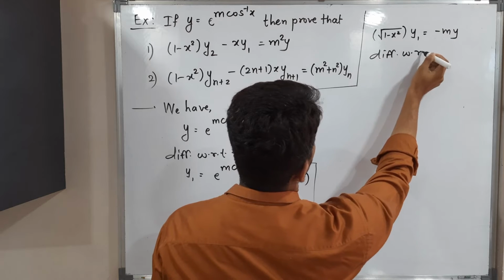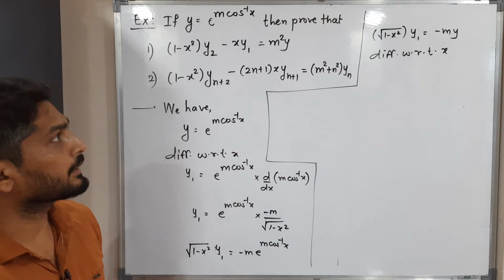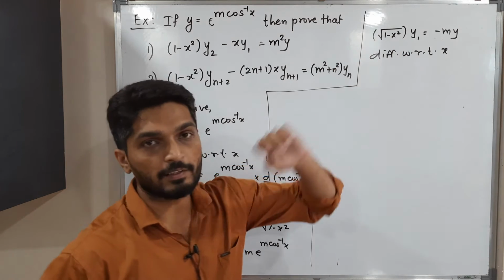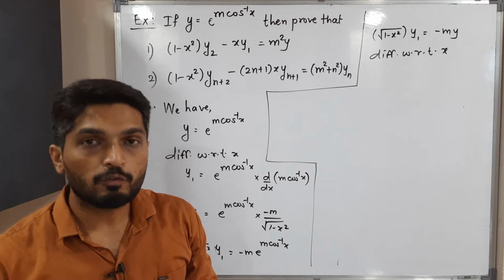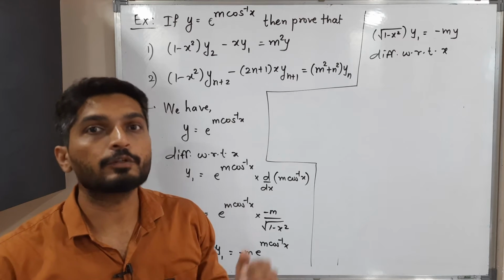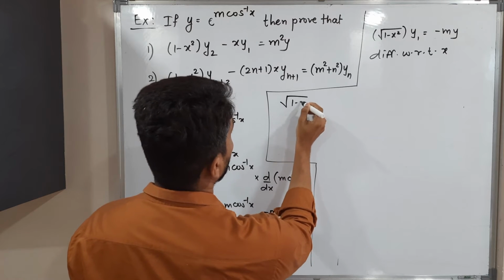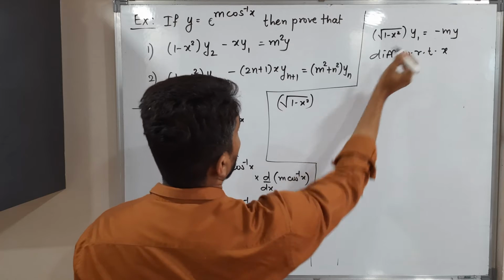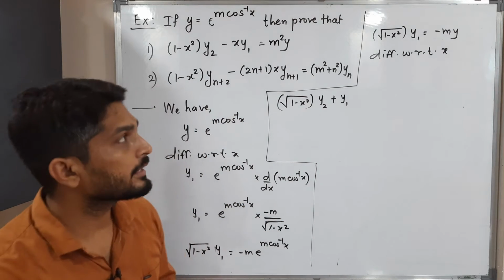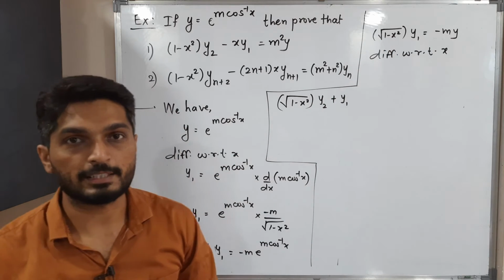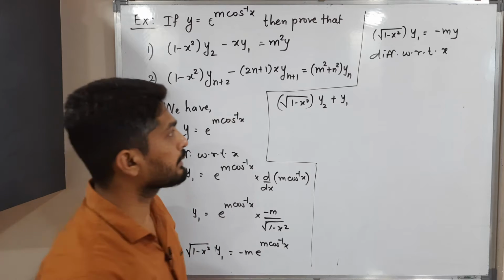Differentiating with respect to x, then what will happen? We have to take the derivative of the left hand side, but there is a product of two functions, so I should use the u into v formula: first into derivative of second plus second into derivative of first. First, as it is, I should write root 1 minus x square. Derivative of y1 is y2. Now y1 as it is, and we have to write the derivative of square root of 1 minus x square. You know that the derivative of root x is 1 upon 2 root x. That formula I am applying.